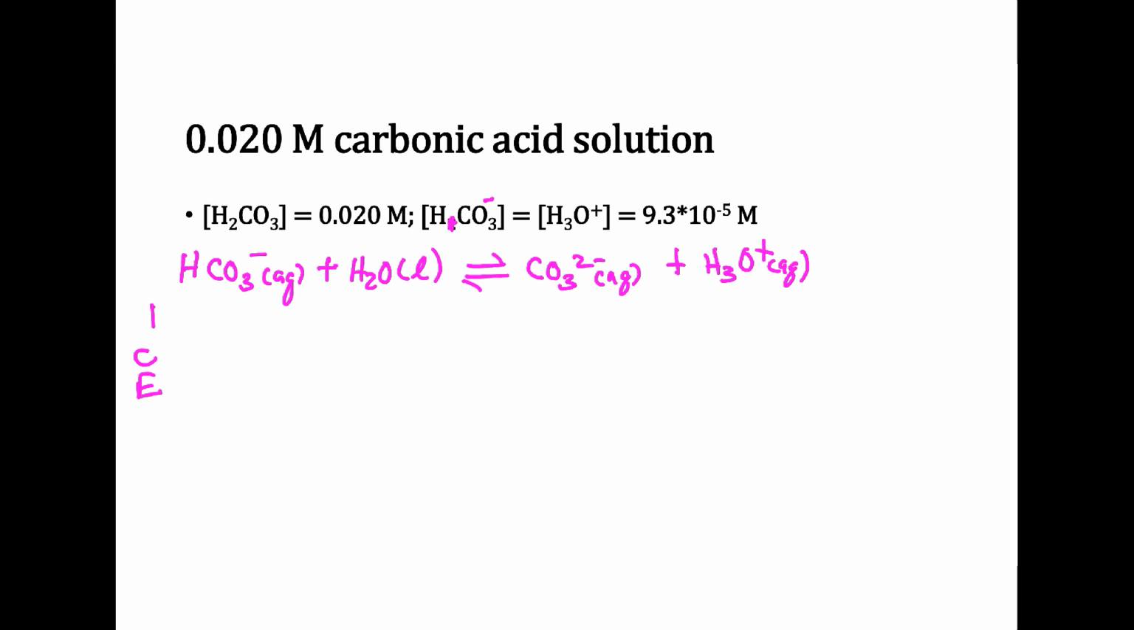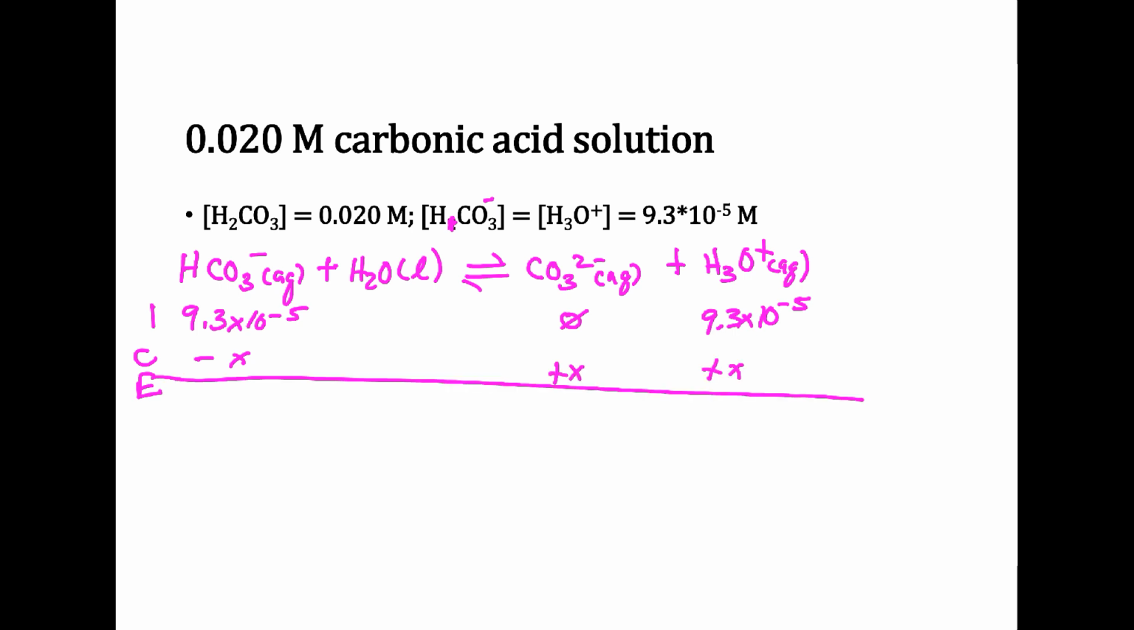So recall that we know the concentration of HCO3 minus and H3O plus, so we can plug in that 9.3 times 10 to the negative fifth right there. And also right here, this is one of the most common mistakes that people make: they forget to put down the initial concentration of the hydronium. So we'll go through with our ICE chart as usual, minus x, plus x, plus x. So at equilibrium, we have 9.3 times 10 to the negative fifth minus x, and 9.3 times 10 to the negative fifth plus x.